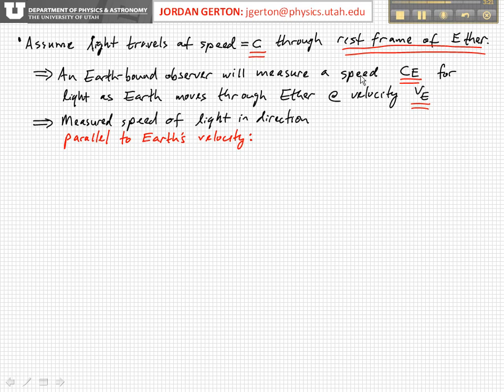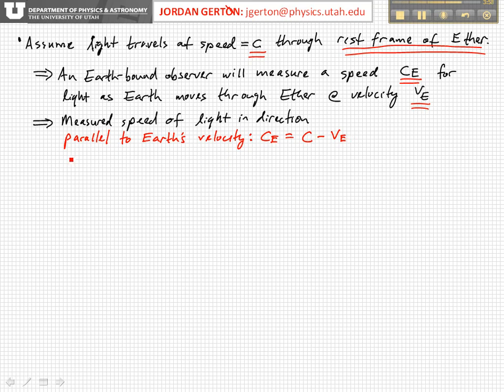So if the Earth-bound observer was measuring the speed of light in a direction parallel to the Earth's velocity through the ether, then that observer should measure a speed equal to the speed of light in the rest frame of the ether minus the velocity of the Earth through the ether. So basically, the Earth is chasing the light, and so it would measure a smaller speed by that factor.